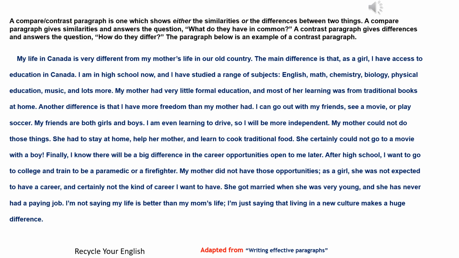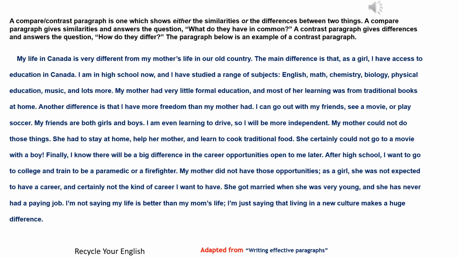I can go out with my friends, see a movie, or play soccer. My friends are both girls and boys. I am even learning to drive, so I will be more independent. My mother could not do those things. She had to stay at home, help her mother, and learn to cook traditional food. She certainly could not go to a movie with a boy.